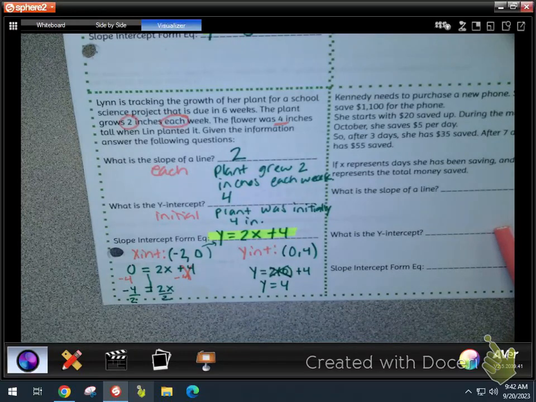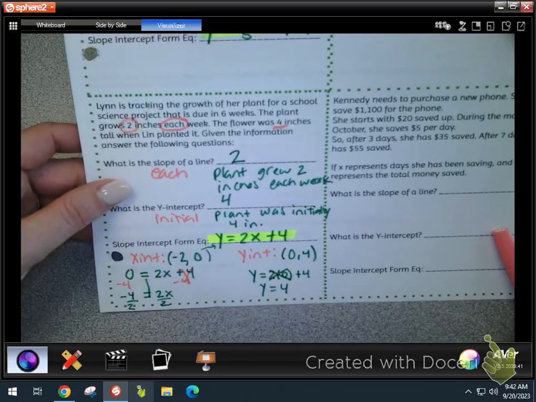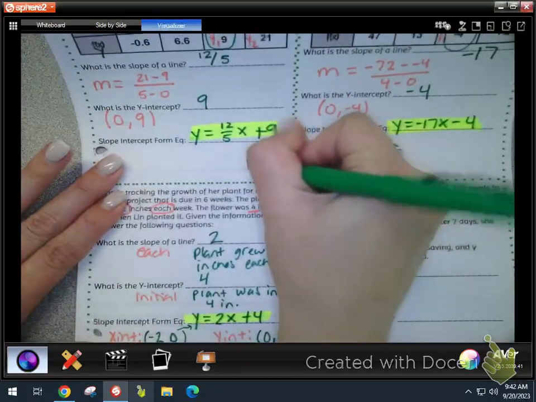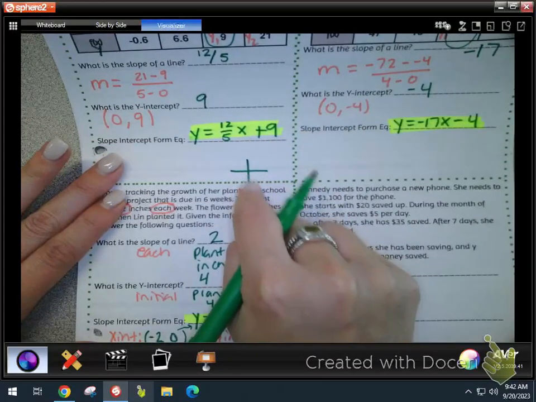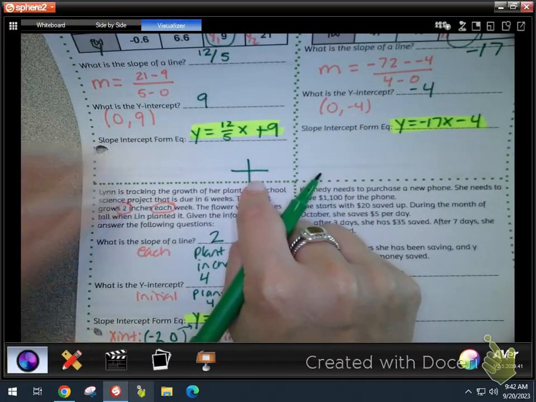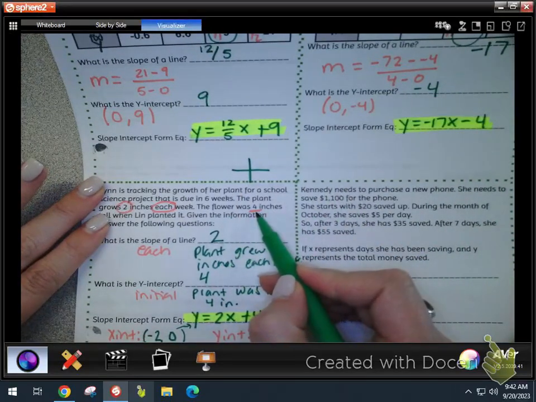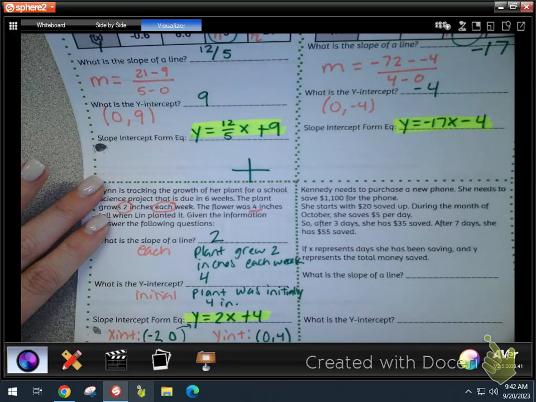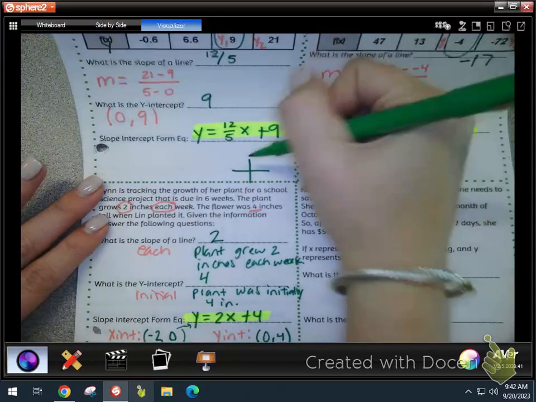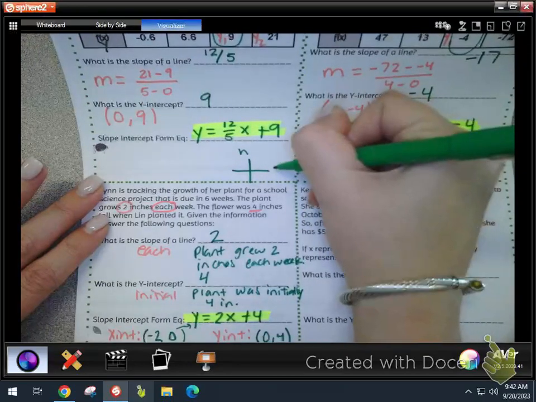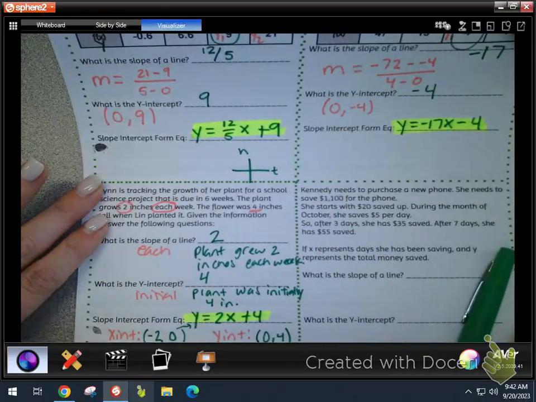If you were to graph this, what would your x-axis represent? I don't have room here. If you were drawing this, let's think about this story. It's kind of an extension for you. You're talking about the flower's height. So the height depends on how long it's been alive. So our height would be our y, time would be our x.